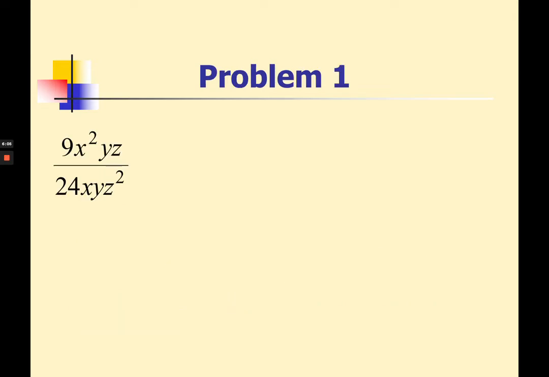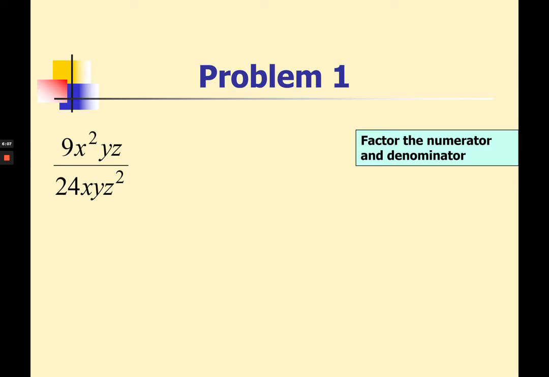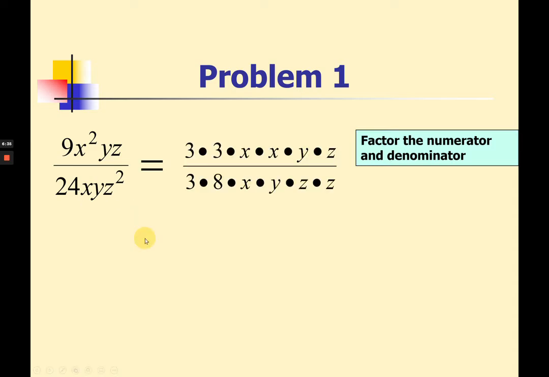How do you simplify? First, you can do factoring of the terms. 9 has factors of 3 times 3. X squared is x times x, and then y times z. 24 is 8 times 3, so you have 3 times 2 times 4, or 3 times 2 times 2 times 2. We only use 3 times 8. X, y, and then there's 2z.